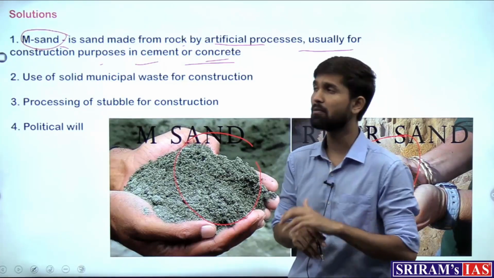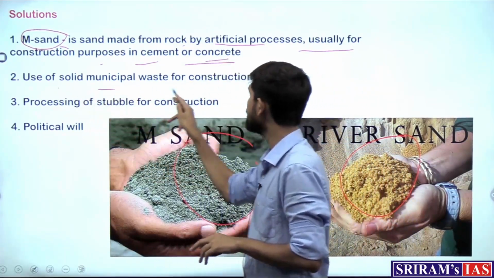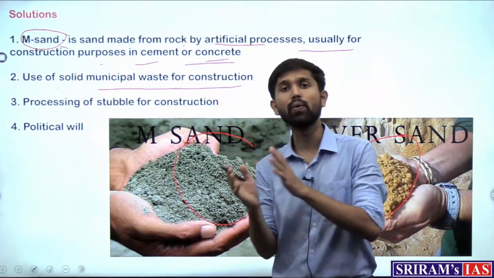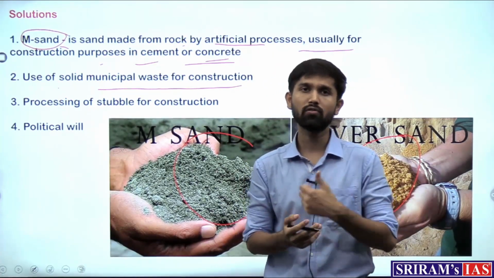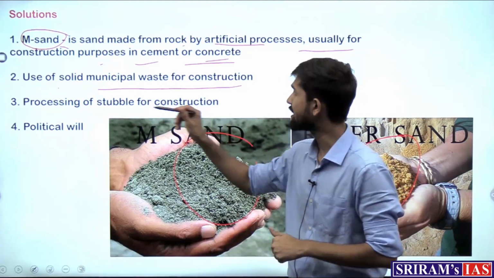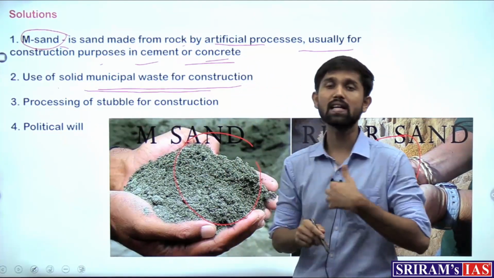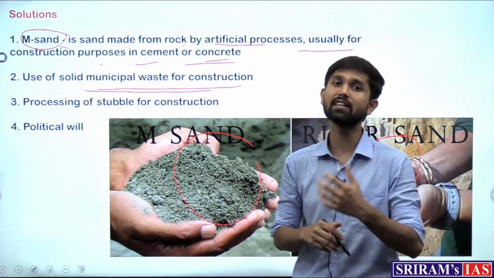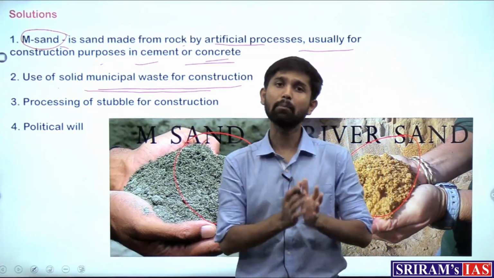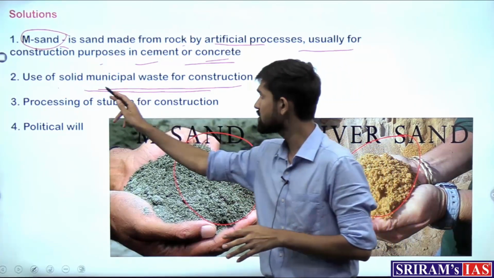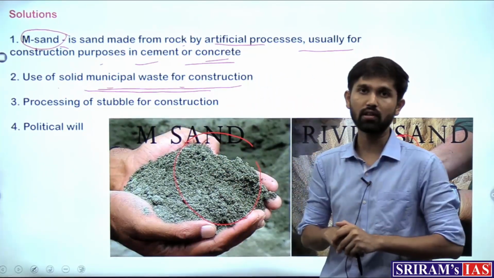Similar alternatives can be used, such as use of solid municipal waste for construction. The waste that is generated, which itself is in quite high amount generated from the cities and villages, can be transferred for processing and converting into material that can be used for construction. Already we see examples of plastics being used in road construction. So this solid waste can be used instead of sand.